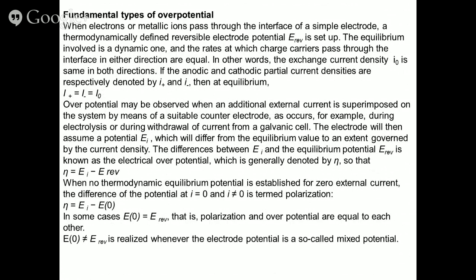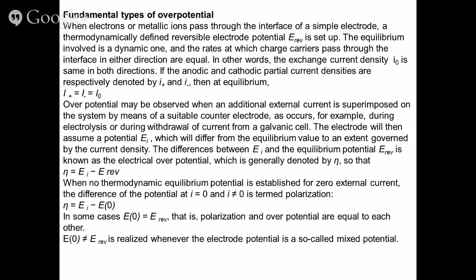When electrons or metallic ions pass, that is, when the electron transfer is taking place from the electrode, or a metal is getting oxidized, for example zinc going to zinc 2 plus, ions pass through the interface of a simple electrode. A thermodynamically defined reversible electrode potential is set up. This equilibrium involved is a dynamic one. Just like any other equilibrium process, this is also a dynamic one.